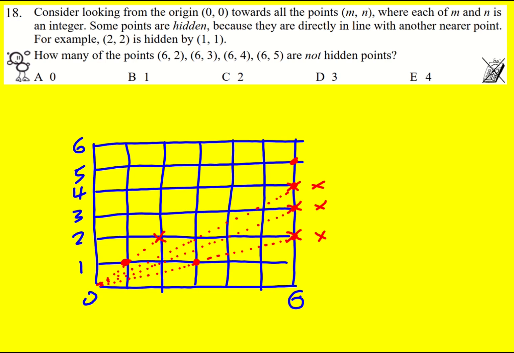which just leaves us with 6, 5. And actually, that one, there's nothing that goes into 6 and goes into 3. This one will be visible. And so the answer is 1.